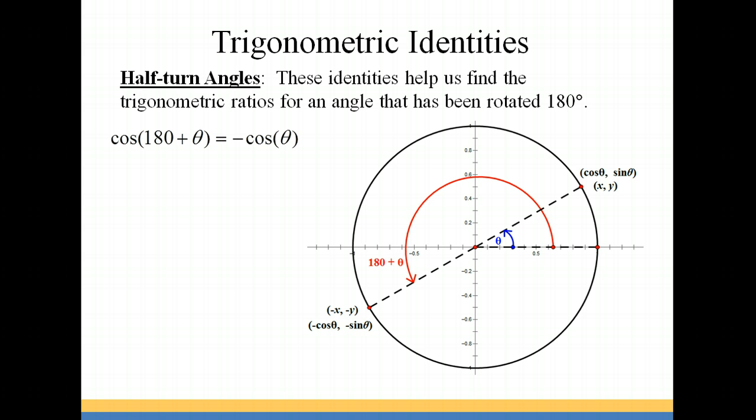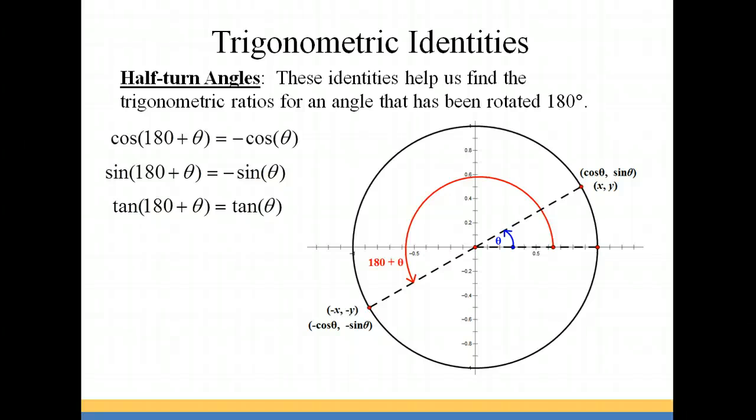So that tells us that the cosine of 180 plus an angle is equal to the opposite of the cosine of the angle. The same holds true for the sine. But then when we divide the sine by the cosine to get the tangent, we're going to get a positive. So the tan of 180 plus the angle is equal to the tan of the angle.